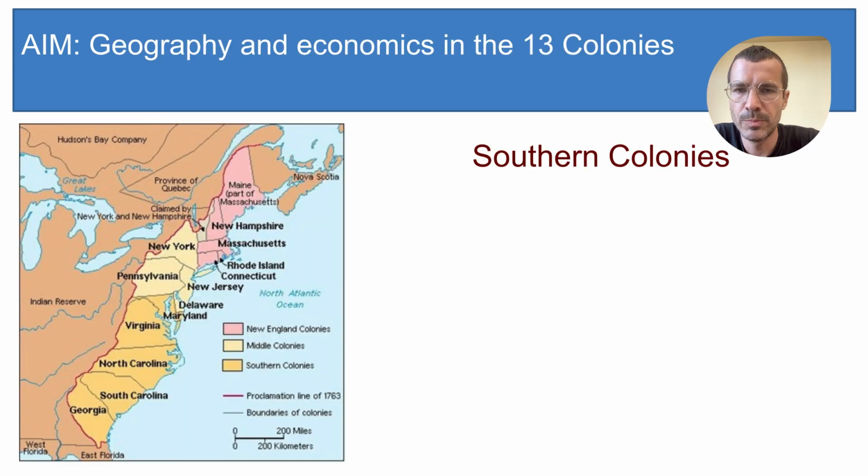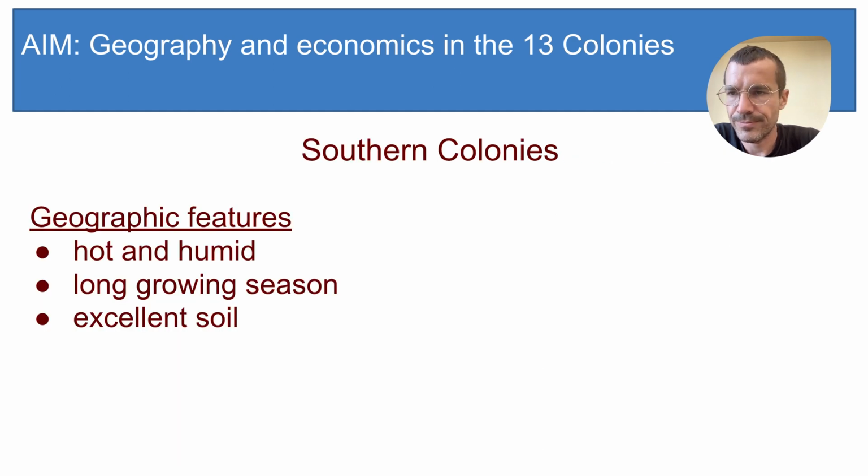All right, the last group is called the Southern Colonies, and they're shown on the map in orange. They included Maryland, Virginia, North Carolina, South Carolina, and Georgia. If you've ever been to the southern United States, you probably know that it's hot and humid for a lot of the year. Unlike New England, the southern colonies had a long growing season. It was so warm there that farmers could grow crops pretty much all year round. Also, unlike New England, southern colonies had really good soil. So this was a great place for growing crops.